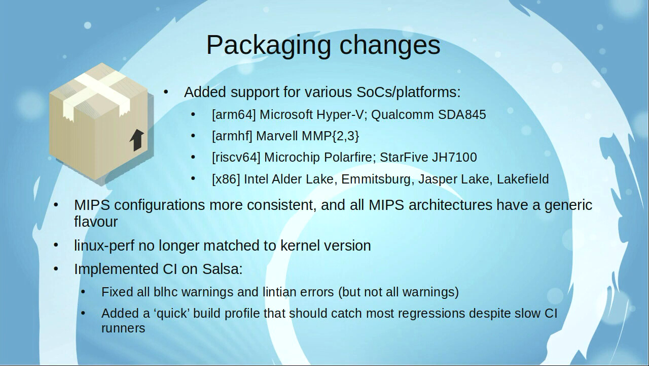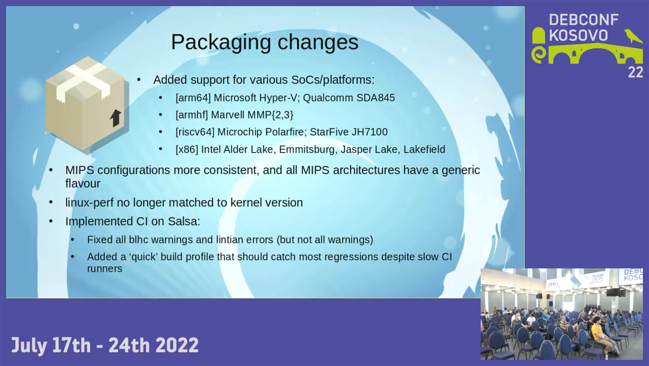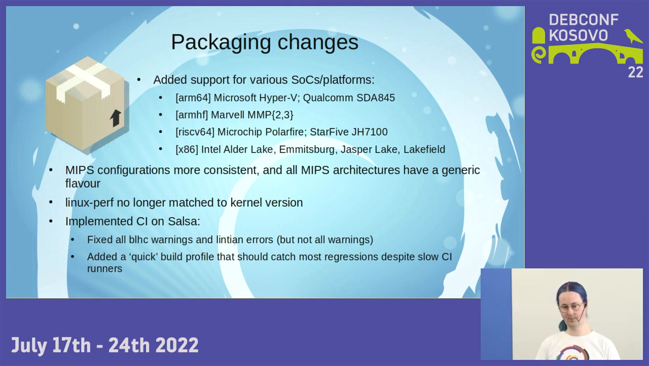And finally, some changes to the package. We've added configuration options to enable some new SoCs and platforms. On ARM64, we have support for Hyper-V. I'm not sure if that's actually a retail product, but the Azure cloud has support for ARM64 now, I believe. Also the Qualcomm Snapdragon 845 SoC. We've got support for the Marvell MMP2 and 3. We've got support for a couple of new RISC-V SoCs and some x86 chips.